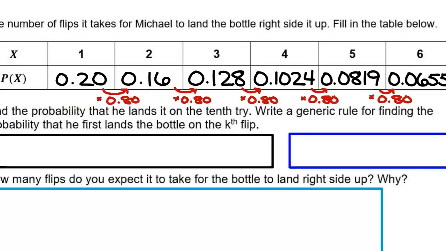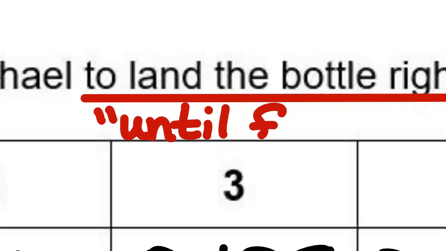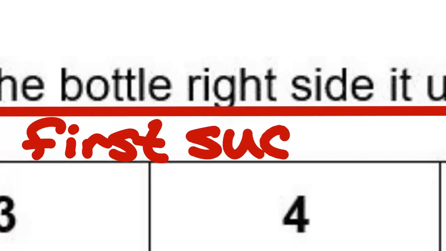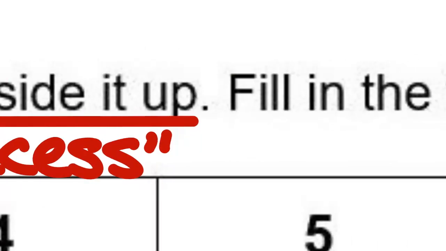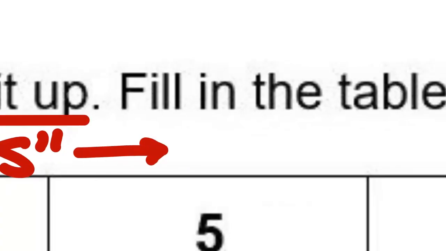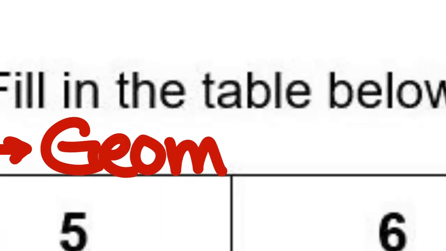Because of that, whenever we are looking at a situation until the first success, I'm going to repeat something over and over and over until I have my first success. We say it is a geometric distribution.